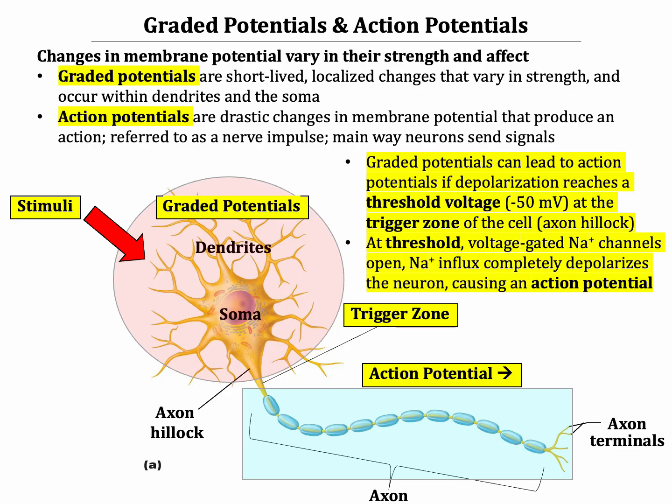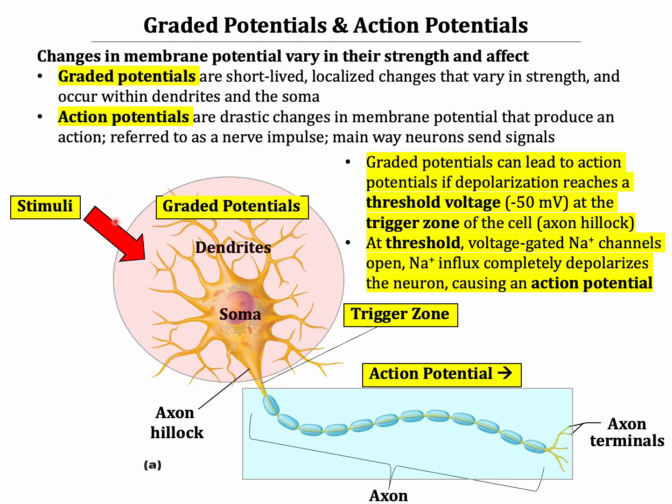So we need to compare graded potentials and action potentials. With any kind of stimulation, it starts as a graded potential, and if the stimulus is strong enough, it can lead to an action potential. Graded potentials occur in the dendrites and the soma.